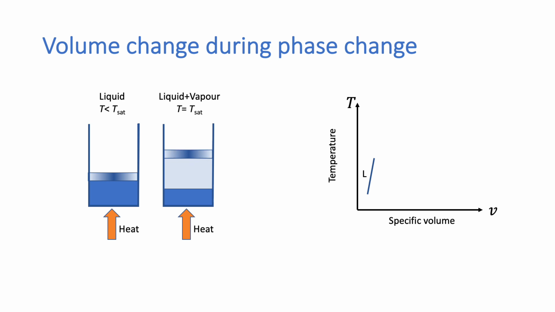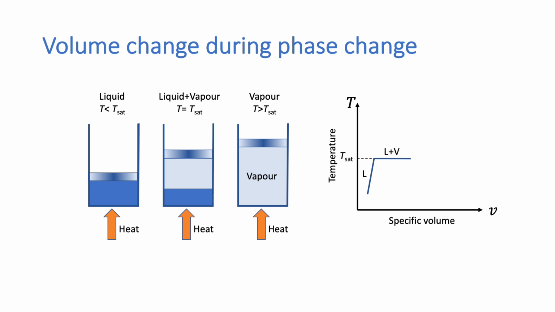As we heat it further, more of the liquid will turn into vapor, and the vapor will expand. We can show this process as a horizontal line on the TV diagram, and this will be at the saturation temperature, Tsat. Eventually, all the liquid will turn into vapor. Now, if we heat it further, the temperature will rise above the saturation temperature, and the vapor will carry on expanding. We can show this also on the TV diagram, and we label it as V for vapor.